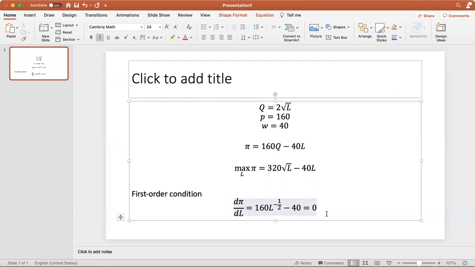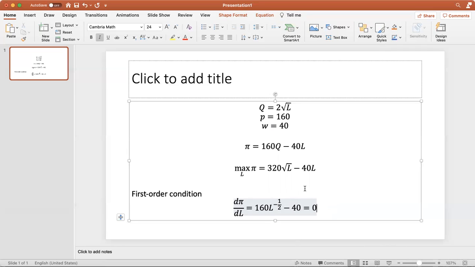So that will be the first order condition. First order necessary condition for optimization states that if L star is indeed an optimum, then the value of the derivative of the profit function, when you plug in L star, should be equal to 0. Right? You can again check that in the slide. So here we just need to solve for L to get the amount of labor that will maximize the firm's profit.